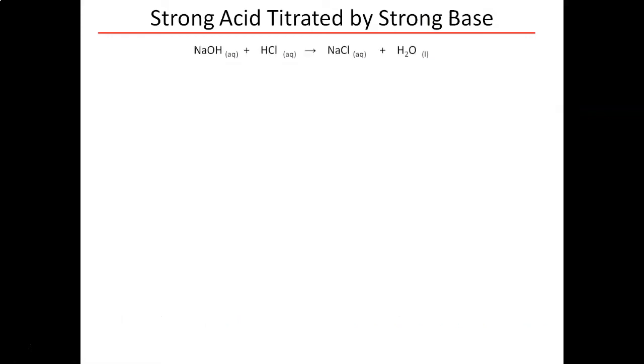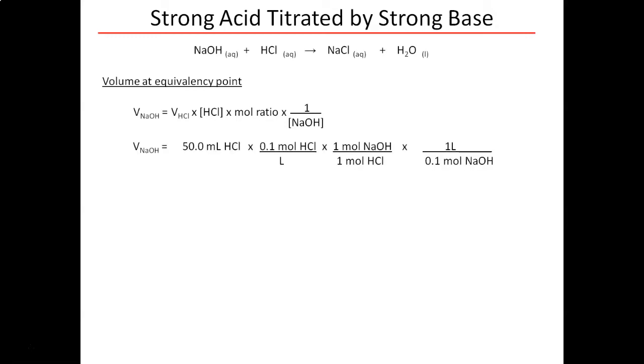Now, when we're titrating this, we have our NaOH plus our HCl. And the first thing we can do is calculate our volume at our equivalency, because we need to know what volume my equivalency point will occur at. And so I can just use stoichiometry from last year to determine my volume. So volume of my acid times the concentration times my mole ratio divided by the concentration of the base. And we get that my equivalency point will occur at 50 milliliters.